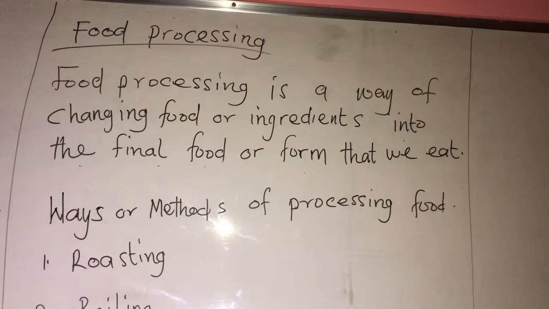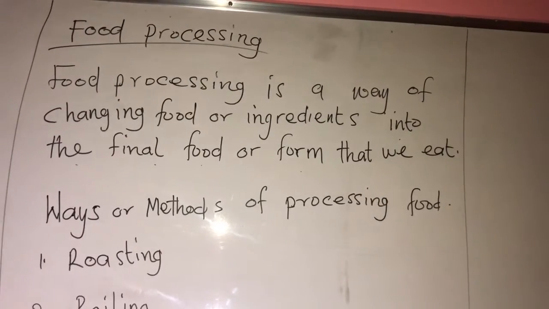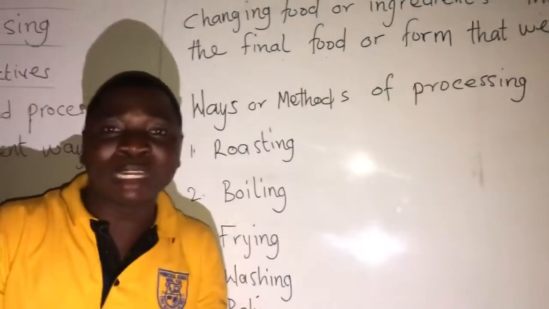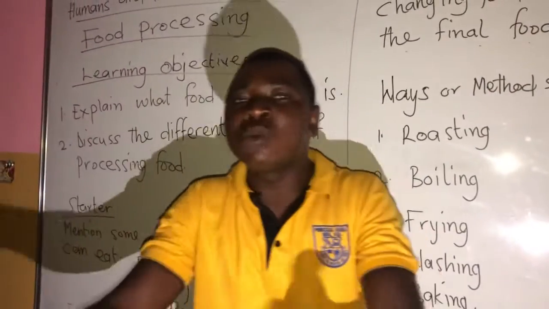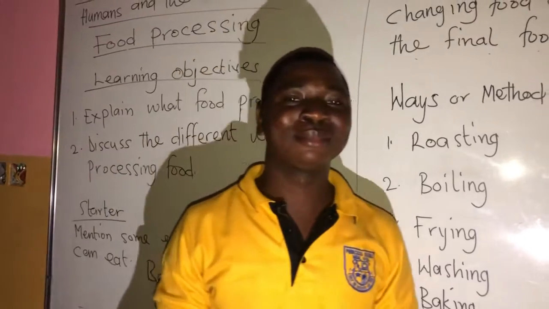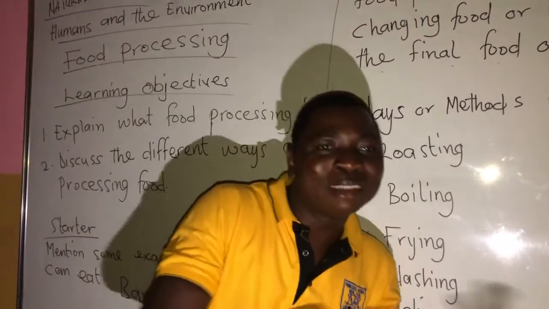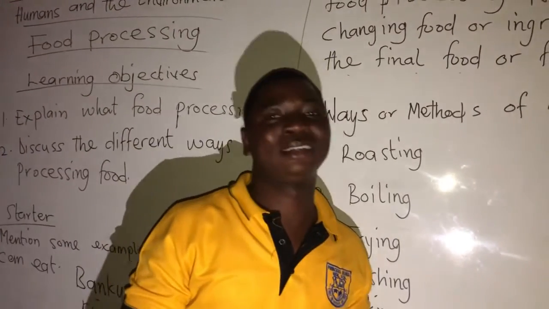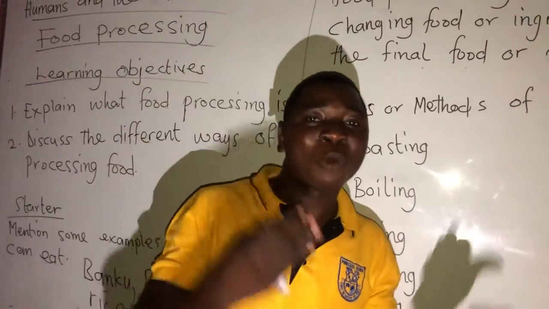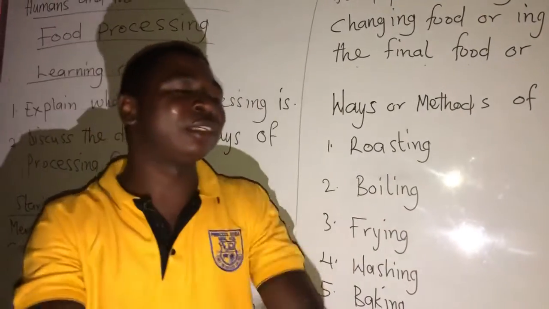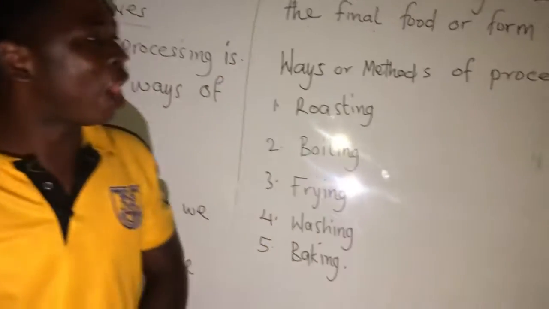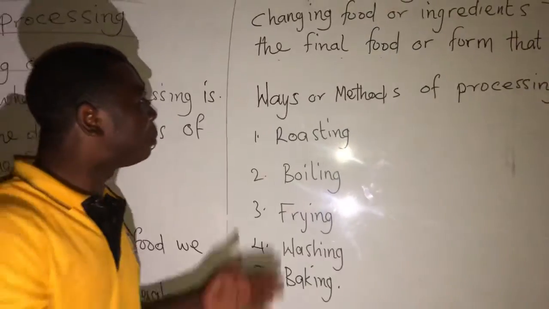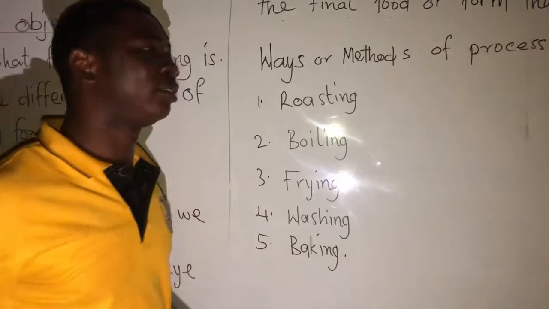Okay? So now, let's talk about some ways or methods of processing the food. We prepare the food in many ways. Rice can be prepared in different ways. Yam can be prepared in different ways. Wache can also be prepared in different ways. So how we prepare this food is what we want to talk about. We can prepare the food by roasting.